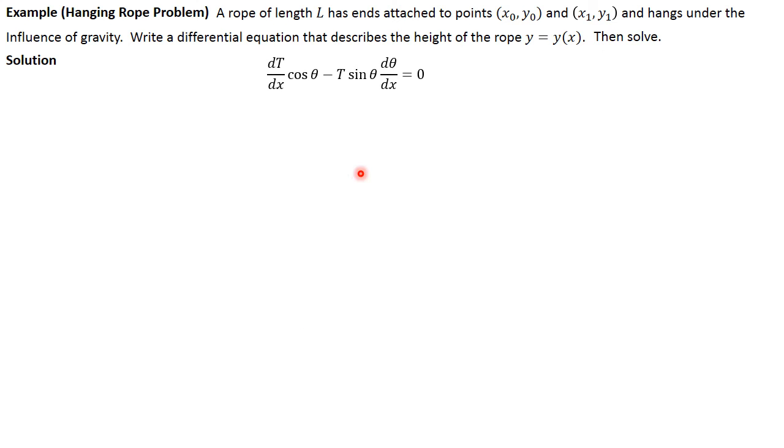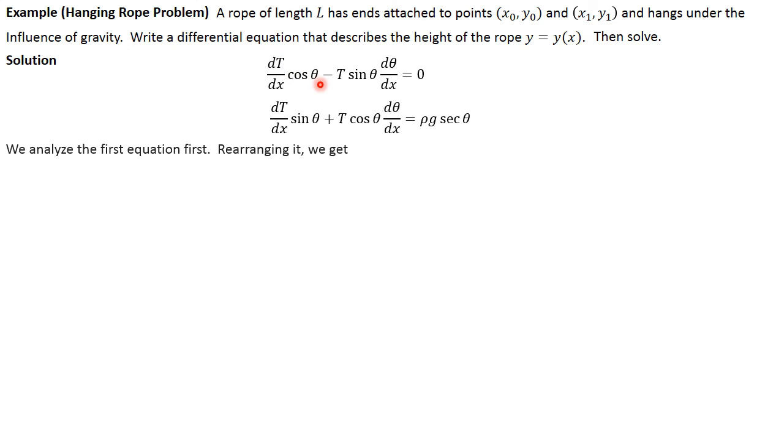So these are our two equations that we just found. It's a system of two differential equations in terms of the tension of the rope and the angle that the rope makes with the horizontal. If we look at the first equation and rearrange, we actually see that we can get this just by moving stuff around.